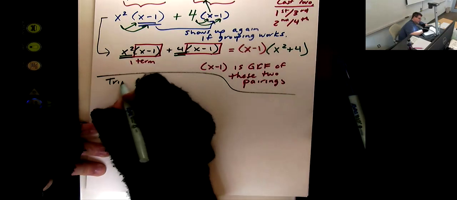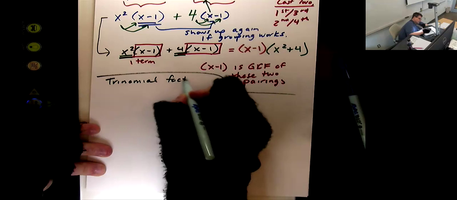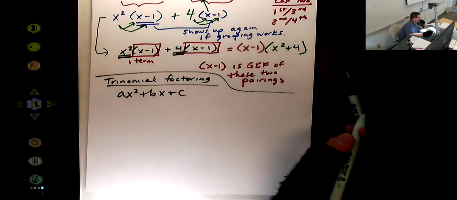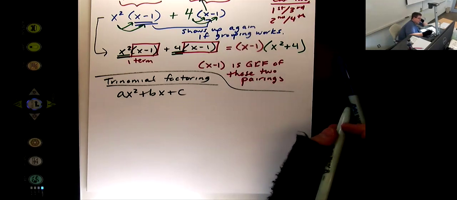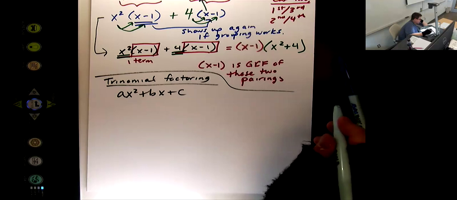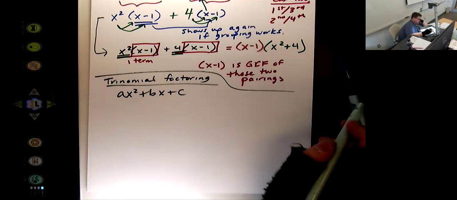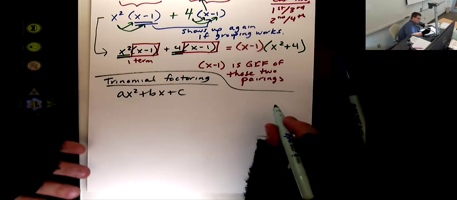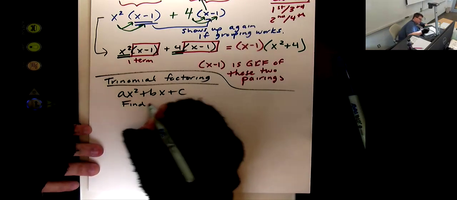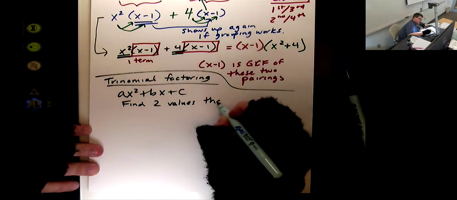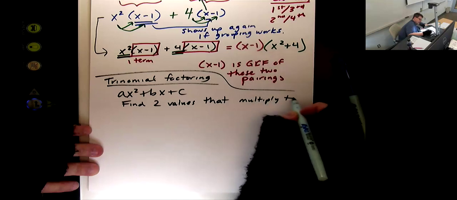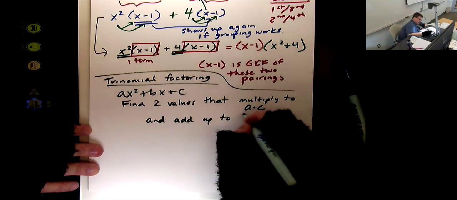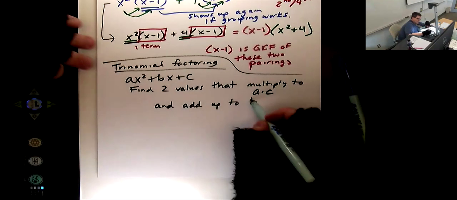Well, let's look at trinomial factoring. The easiest form is this form when A equals 1, and a lot of teachers start with that, but I'm not going to. So the idea here is find two values that multiply to A times C and add up to B. And these will be numbers, not letters.